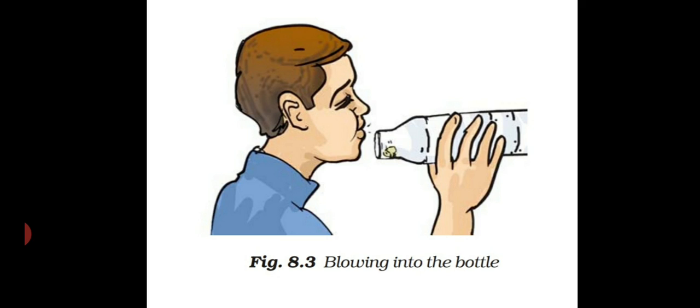Here you can see we are blowing that paper piece into the bottle, but it is difficult for us. Why? Because the pressure inside the bottle is higher than the pressure near the bottle, right? So this was our activity 2.